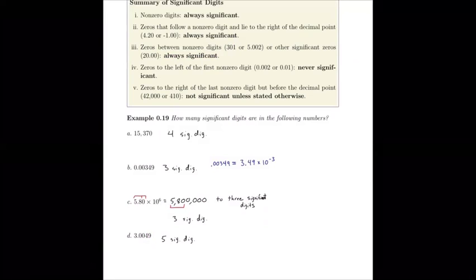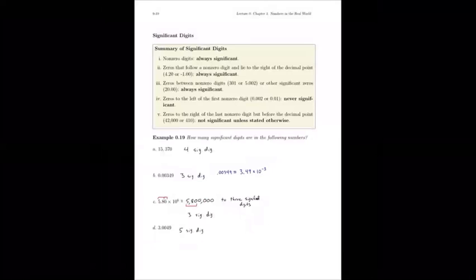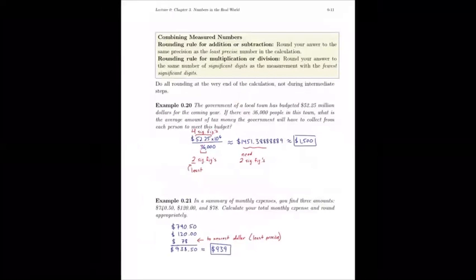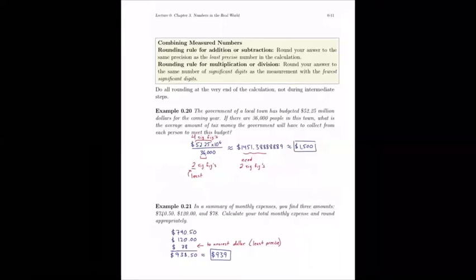Okay, so there's more examples in the book for significant digits, so certainly check those out if this is new to you. Our last topic is combining measured numbers. So we have a rounding rule for addition or subtraction and a rounding rule for multiplication or division.